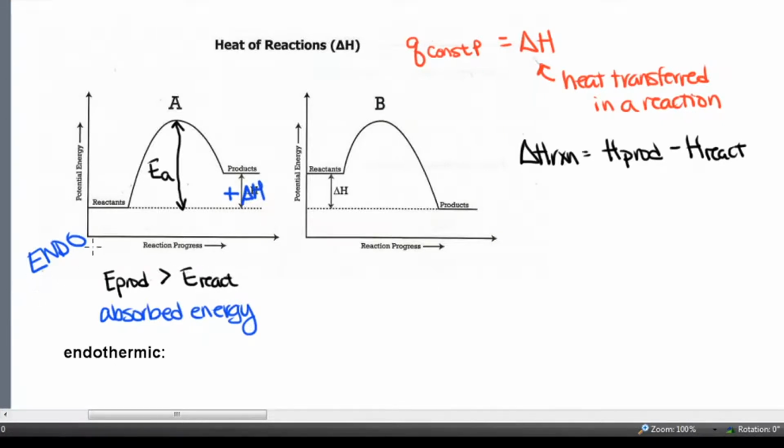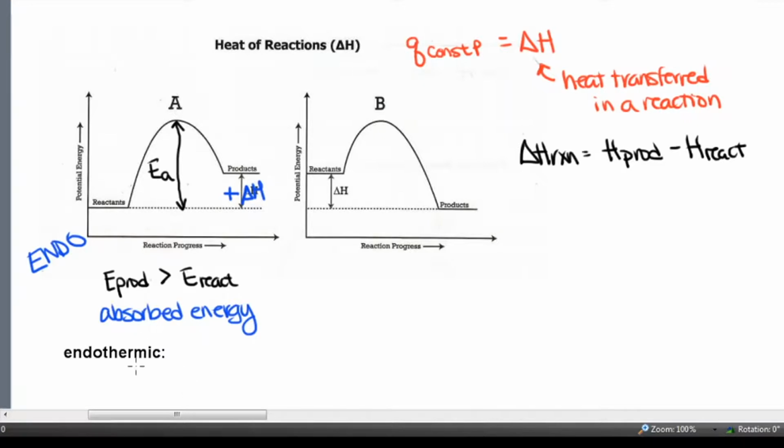Now I'm writing this in blue because endothermic reactions to us in the surroundings feel cold. They feel cold because they are absorbing heat. Well, where are they absorbing that heat from? From the surroundings, like our hand or the water bath that the reaction is taking place in.